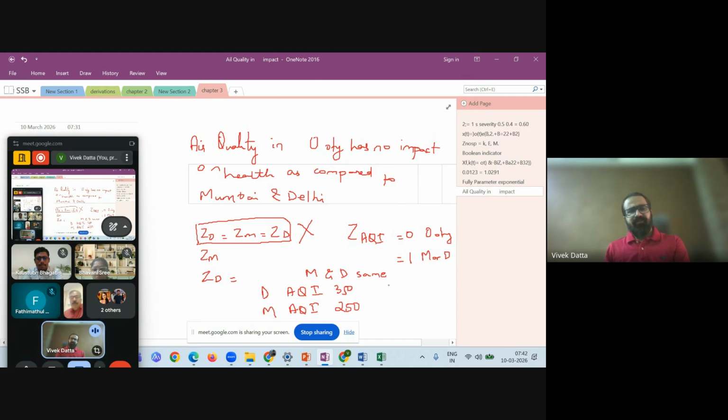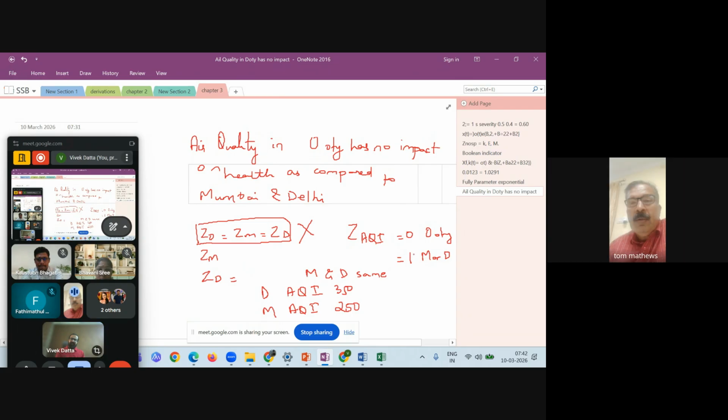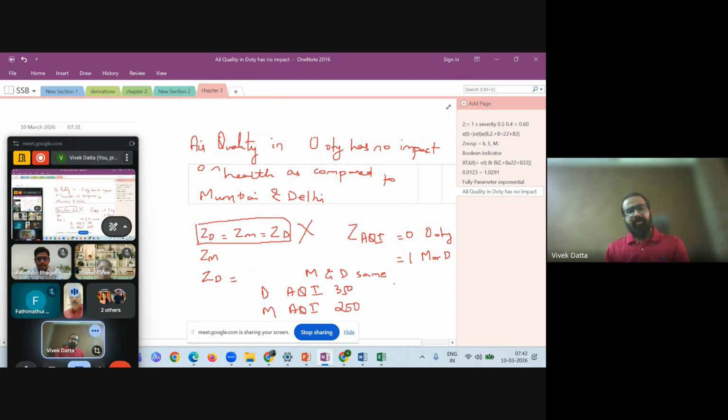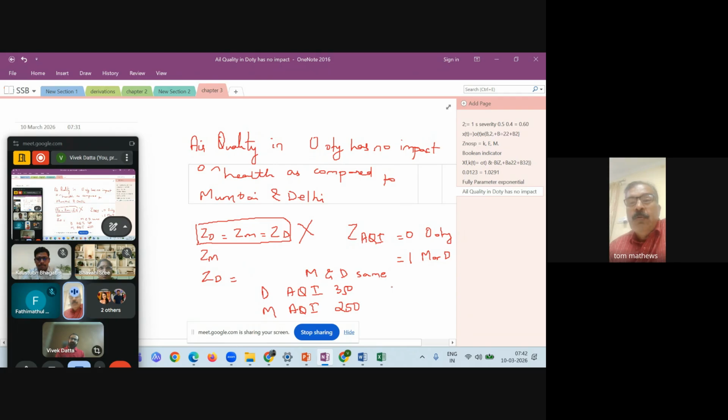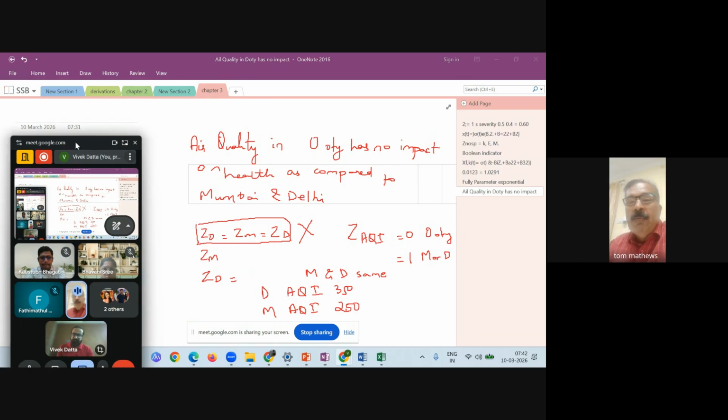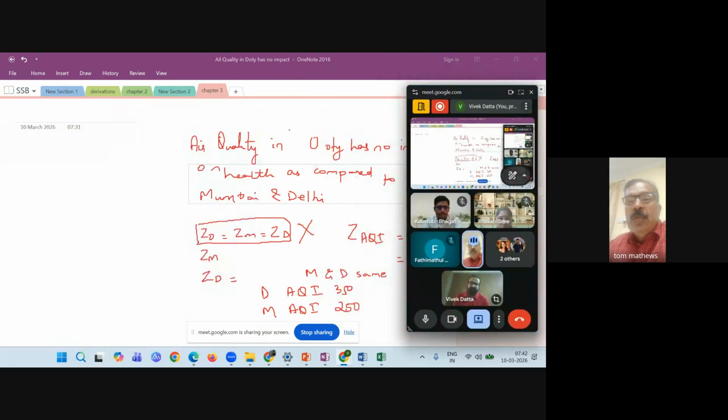Then we have to use an indicator variable? Then we have to define it as 250 or above, like for Z equal to 1, 250 and above, then it becomes Delhi and Mumbai together. If the quality is 250 and above, then Delhi is also involved. So it is 1 for 250 and above, so both Delhi and Mumbai, if we want to go for only two.